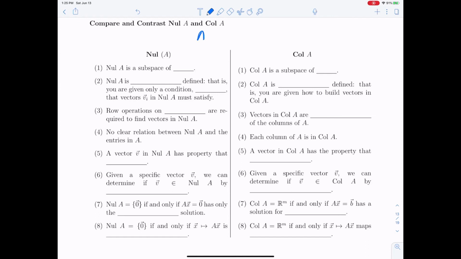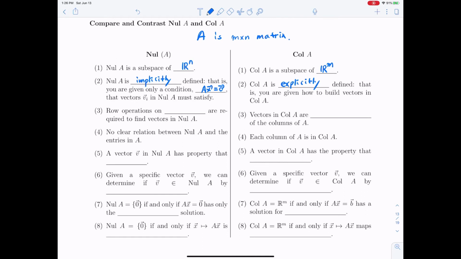Okay, so let's compare and contrast the null space and the column space of A. Suppose that A is given by an m by n matrix. Then we know that the null space of A is a subspace of Rn, but the column space of A is a subspace of Rm. To find the null space, we have to solve for the equation. It is given in an implicit way, since we have to solve the homogeneous equation Ax equals 0. But the column space is very explicit, because you can just take the columns of the given matrix.